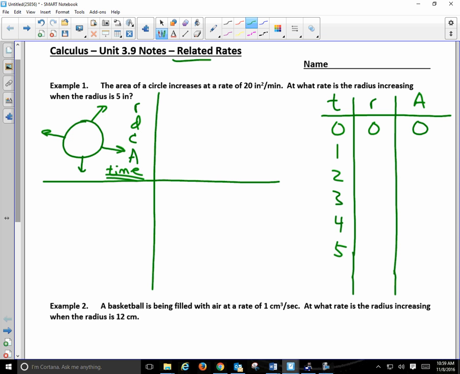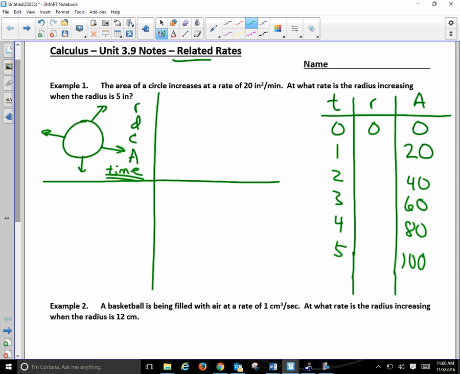At time 1, I don't know the radius, but I do know the area. What would the area be? The area is 20. Why did you get 20? Every minute, it goes up by 20. So the area is increasing at a constant rate. So at 2 minutes, or at time 2, the area would be 40, 60, 80, and 100. Now, given the area, could you go back and find the radius?